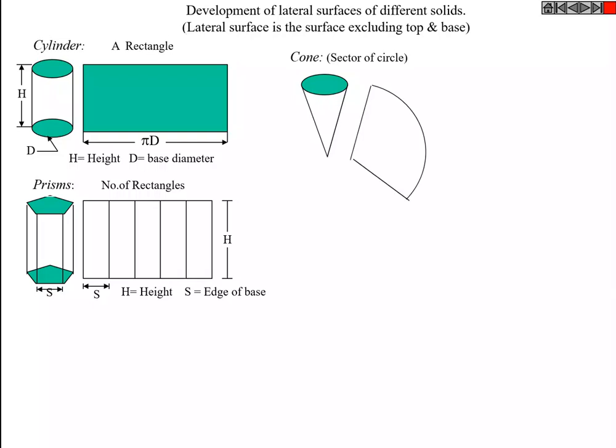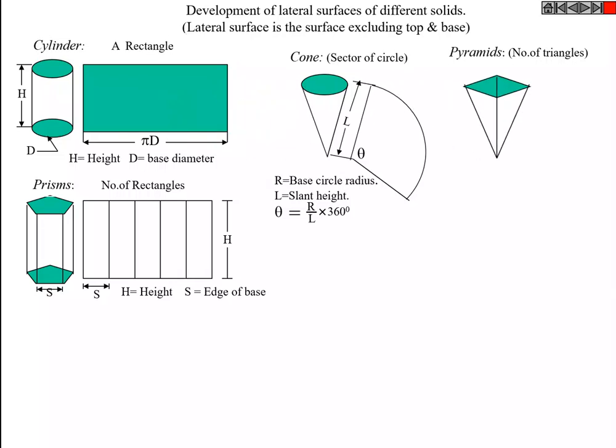If you take a cone and unfold it, it will be a sector shape. Here the base circle radius is r, and L is the slant height. To find the angular inclination theta of the cone, it is capital R divided by capital L into 360 degrees. Like this, you will be able to develop the cone.